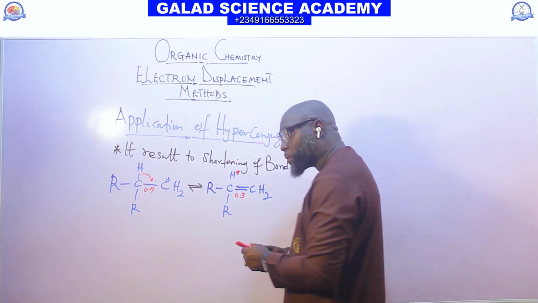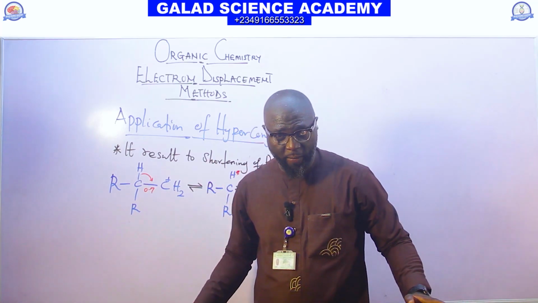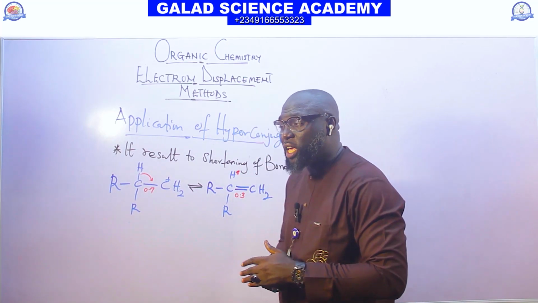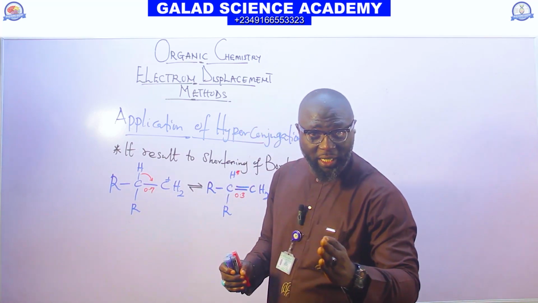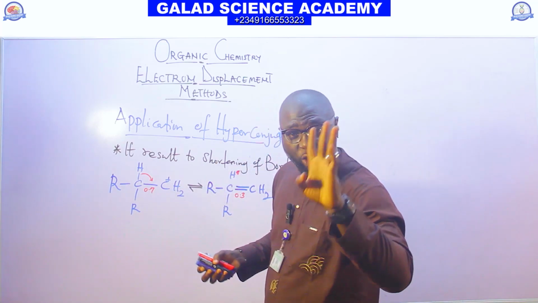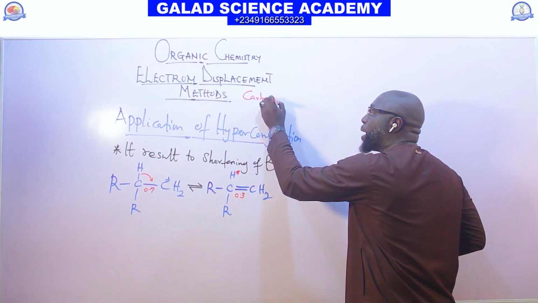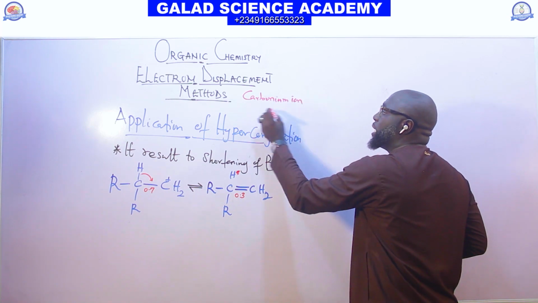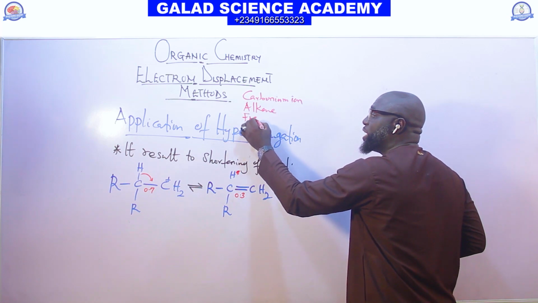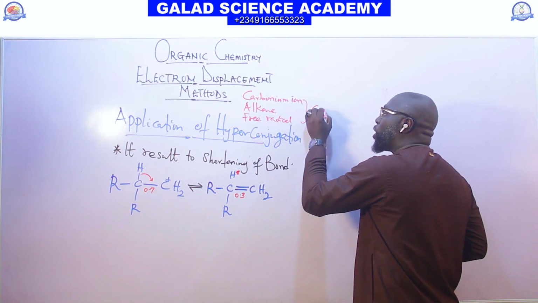So number two is that it explains the stability of a compound. It accounts for the stability of a compound. And the hyperconjugation effect can be found in three compounds. I've said it before. The first one is carbonium ion. The second one is alkene. The third one is free radical. I abbreviate it to the one we call CAF.